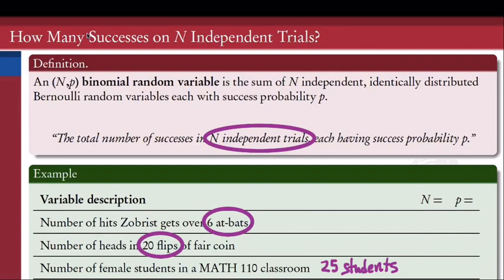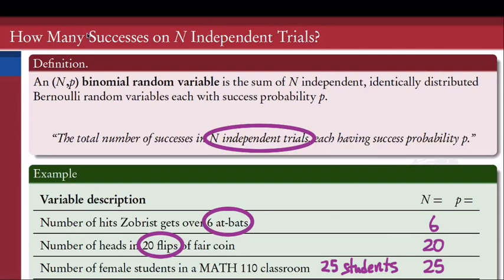That n is the number of trials in each case. In the at-bats example, it was 6 at-bats. Each at-bat is a trial. In the coin flipping, it's 20 flips. In the example of making a classroom full of 25 randomly selected students, each trial is we pull a student at random out of the student population. So that's our capital N. It's how many trials we're doing.